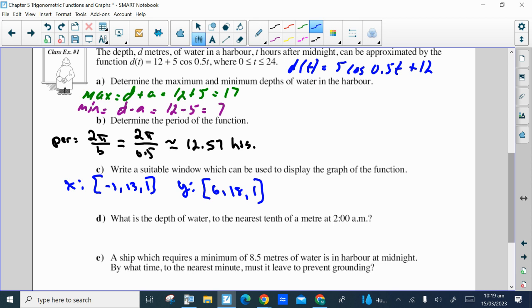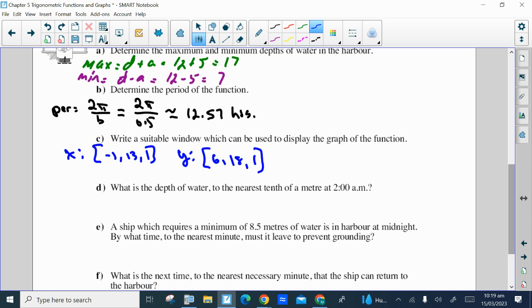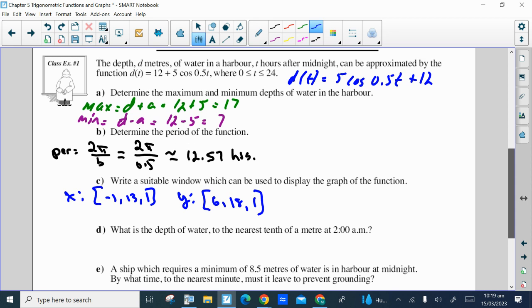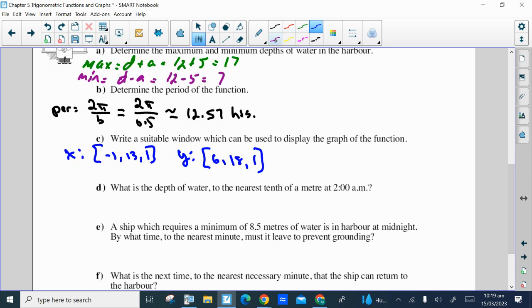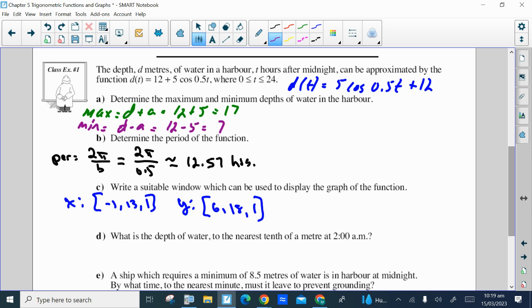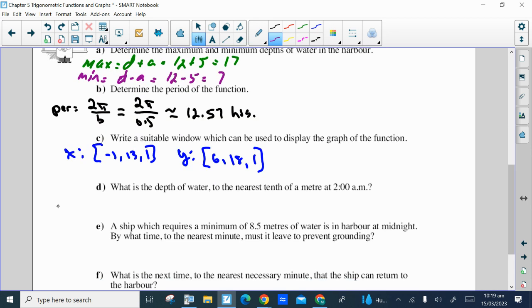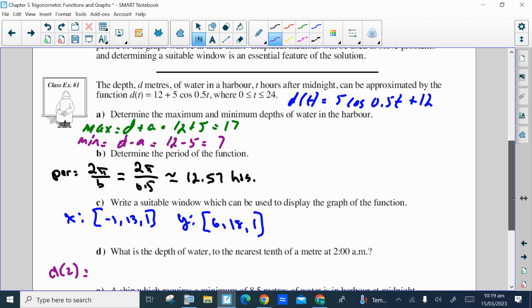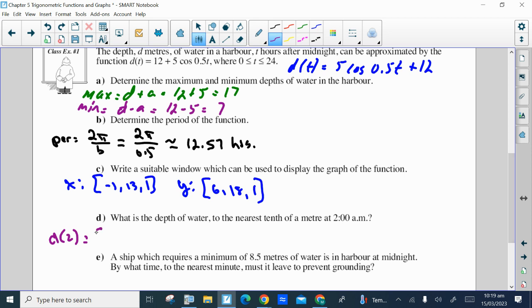All right? So then it says, what is the depth of the water to the nearest tenth of a meter at 2 a.m.? There are a couple of different ways you could do this. Remember that t is the number of hours after midnight. So at 2 a.m., that'll be 2 hours after midnight. One way is to use the equation and let t equal 2, so it'll be 5 times the cosine of 0.5 times 2, plus 12.